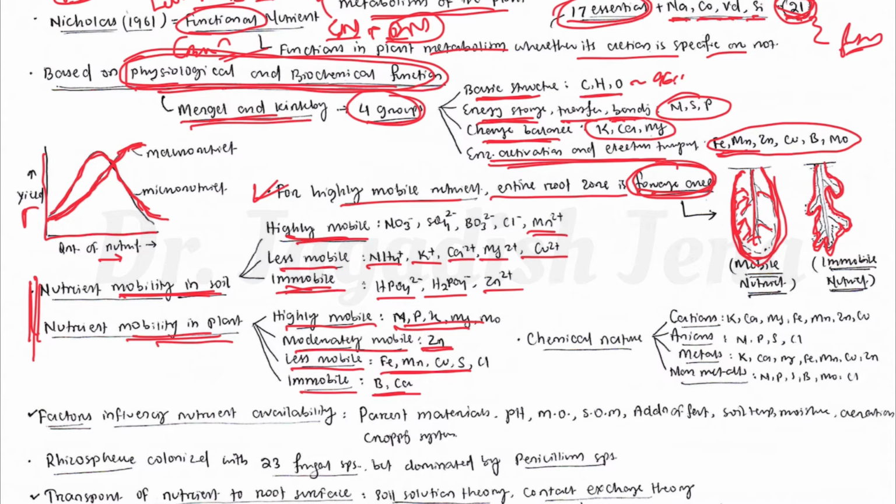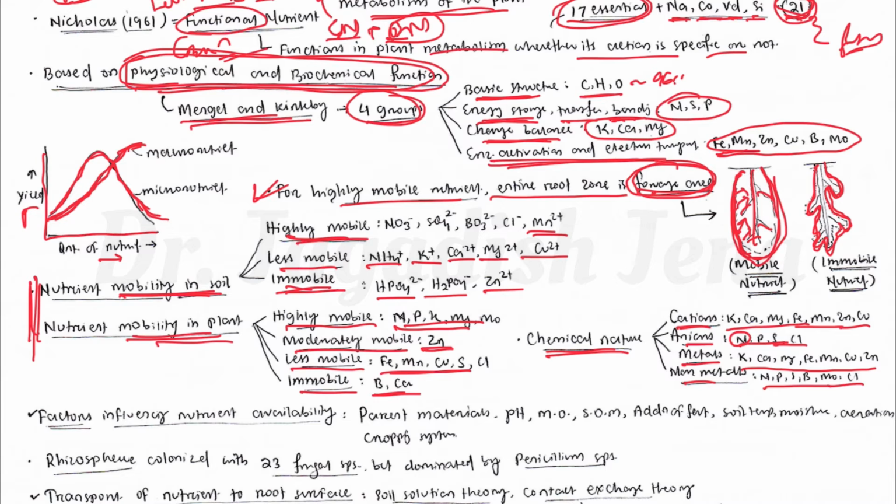Then based on the chemical nature of the nutrient, some are cationic nutrients, some are anionic nutrients. Cationic nutrients are potassium, calcium, magnesium, iron, manganese, zinc, copper. Anionic form of nutrients are nitrogen, phosphorus, sulfur, chlorine, though nitrogen is taken up in both cationic and anionic form. Then metallic nutrients are potassium, calcium, magnesium, iron, manganese, copper, zinc, and non-metallic nutrients are nitrogen, phosphorus, sulfur, boron, molybdenum, chlorine.